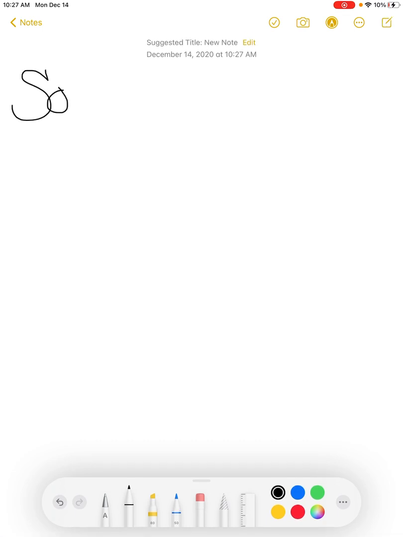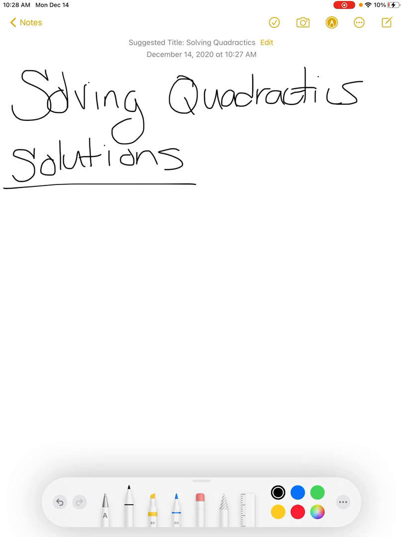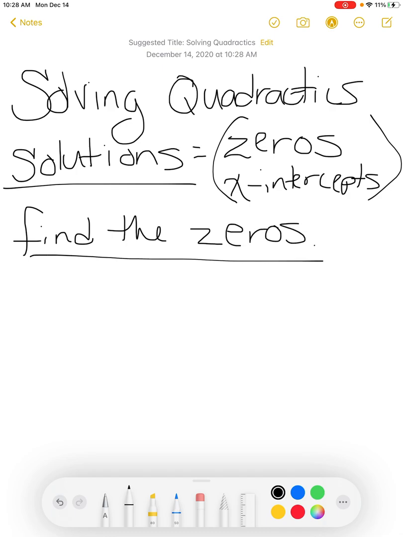solving. Solving quadratics. So the solutions are also referred to as the zeros of the graph. They're also the x-intercepts. So sometimes the question will say find the zeros. When it says this, it is talking about the x-intercepts.